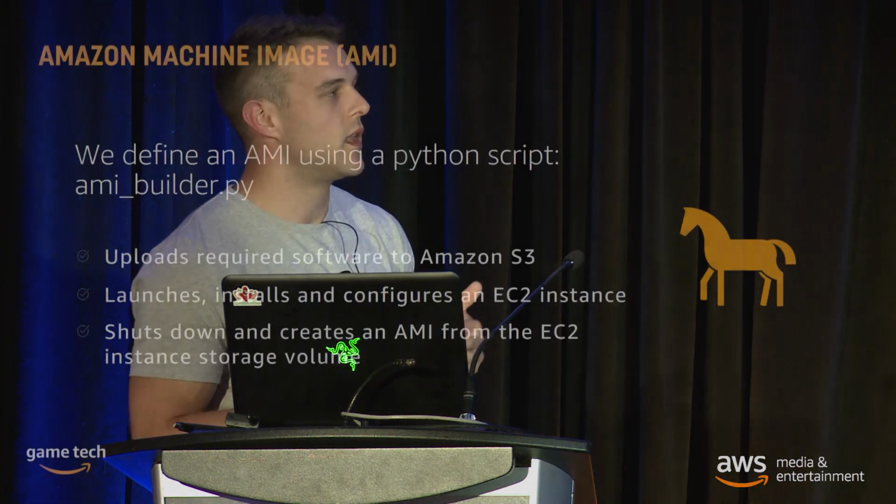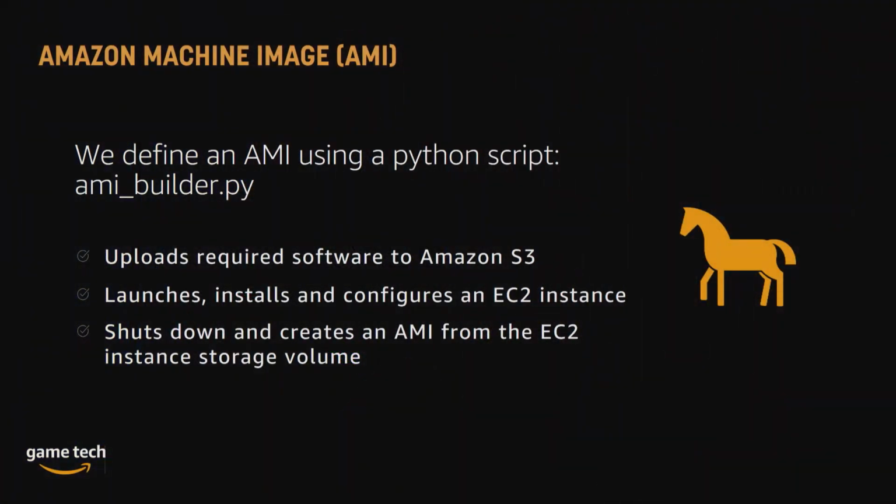There's also a script that then builds this AMI. The way that it works is we upload the necessary software to S3, and then this Python script launches an EC2 instance, installs all of the necessary software on it, configures it, then shuts down that EC2 instance and takes a picture of what its storage volume looked like. And from that, we get this AMI.